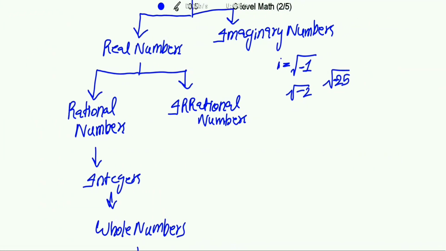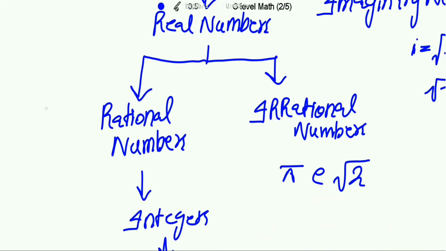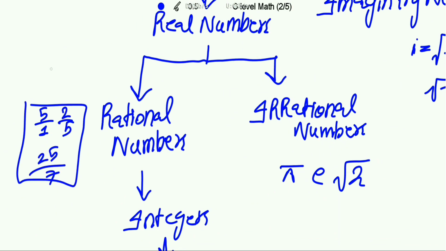What are irrational numbers? Irrational numbers are those numbers which cannot be written in fraction form, as a simple fraction. For example, pi, e, square root of 2. These are all irrational numbers because they cannot be expressed as a simple fraction. Rational numbers, on the other hand, can be expressed as a simple fraction. For example, 5 upon 1, 2 upon 5, 25 upon 7. These are all rational numbers. It could even be minus 3 upon 4. This is also a rational number.